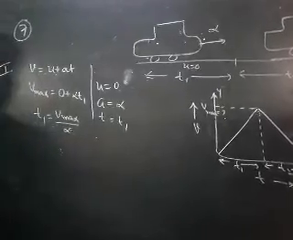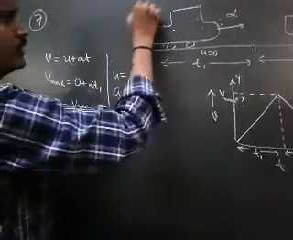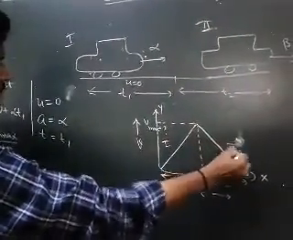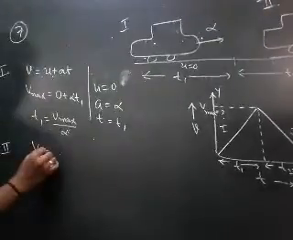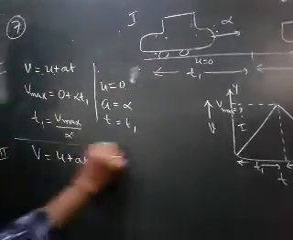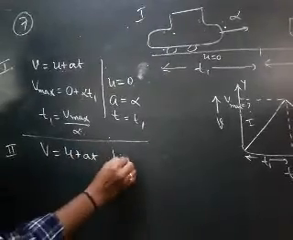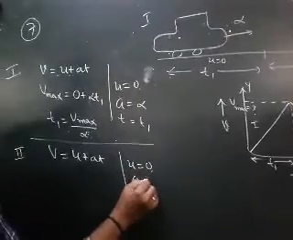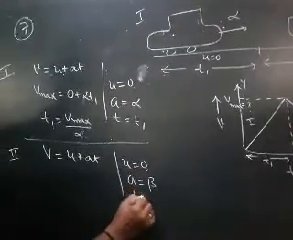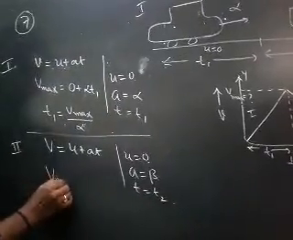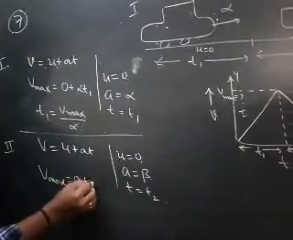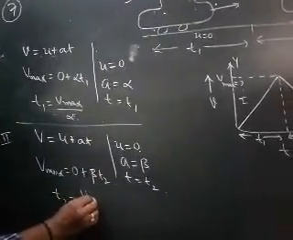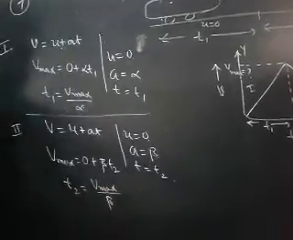This is the first case. Now the second situation. Again v is equal to u plus at. Here u is 0, because it is starting from rest. Then it is decelerating, so a is equal to beta and t is equal to t2. V maximum is equal to 0 plus beta into t2, where t2 is equal to v maximum divided by beta.